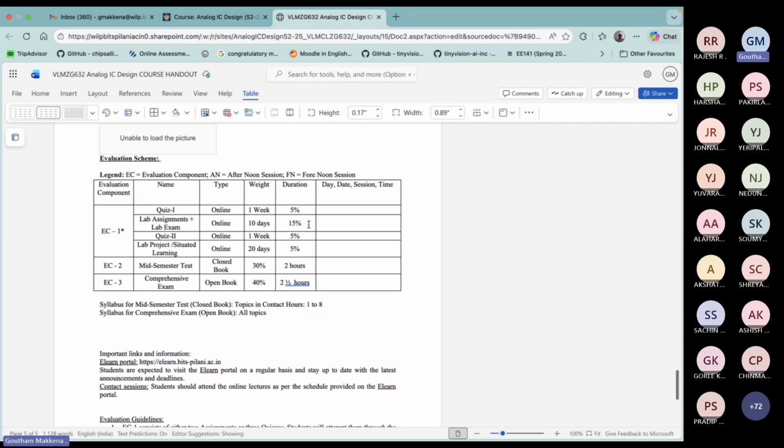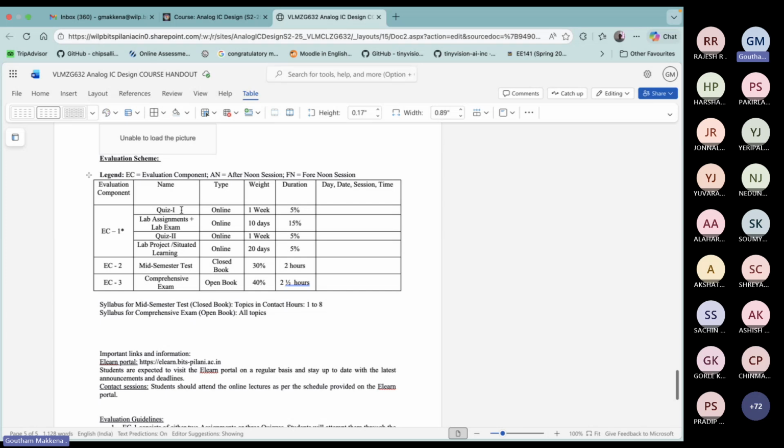So this 15% is again divided: 5 lab experiments, right? Each experiment is 2 marks. So 5 into 2, 10%. The other 5% will be for the exam. There will be a lab exam and it will be an online exam only. You need not go to any center and attempt the exam. It is not like EC2 or EC3 where you have to go to a center to give the exam. So lab assignment plus lab exam are completely online. That is half of EC1, which is 30 divided by 2, which is 15%.